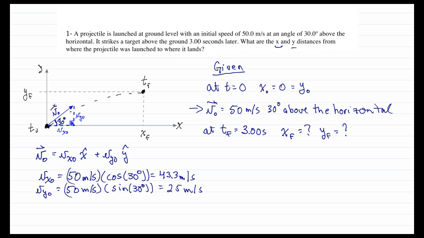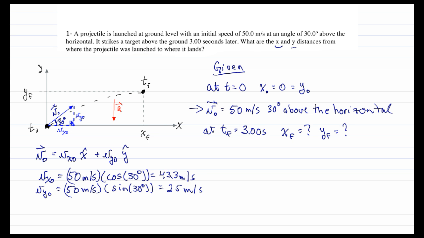Now we can go ahead and figure out what our final x position is, because in the x direction we have motion with constant velocity. Remember that the acceleration here is only the acceleration due to gravity, and the acceleration due to gravity is straight down. So we don't have to worry about acceleration in the x direction.